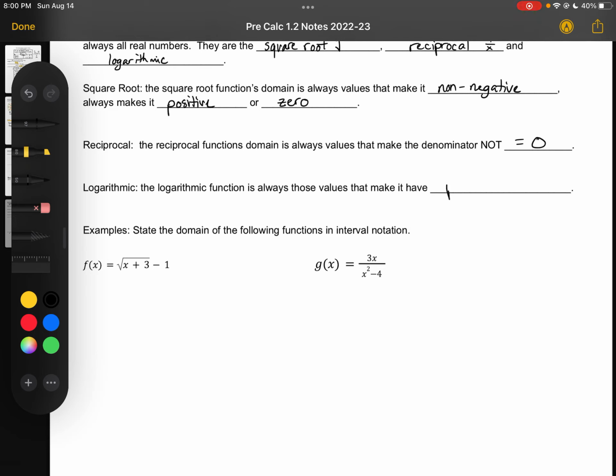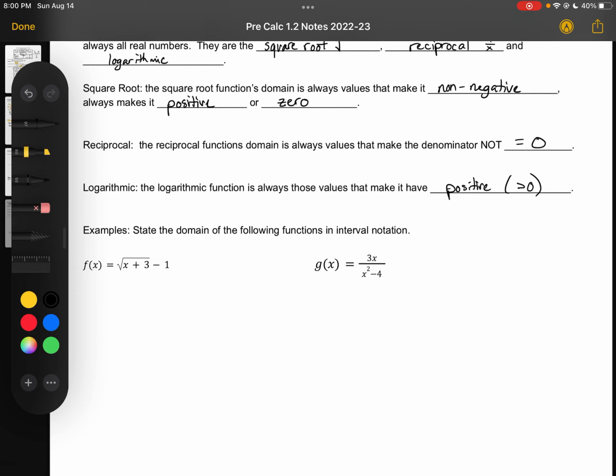A logarithmic function is always defined for values that make it have positive values. And I want to be specific here. It does need to be greater than 0, so we can't have anything that's actually equal to 0 for a log. It can be 0.0001, but it can't actually be 0, so we have to make sure of that.